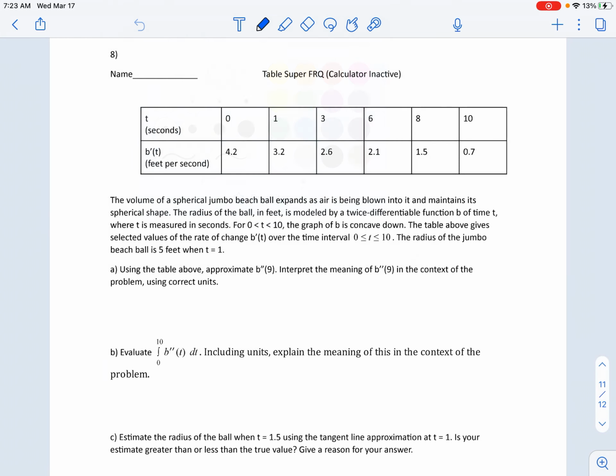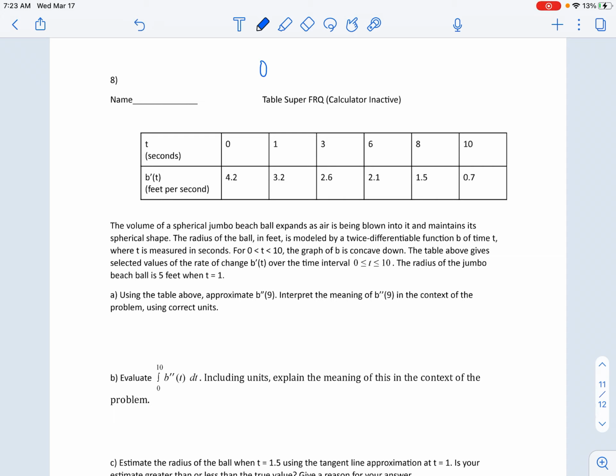Okay, let's do a super free response over a bunch of other topics. So this is kind of a hodgepodge of topics here. Okay, so we clearly have a table there of time and B prime. So that's a rate in our table there.